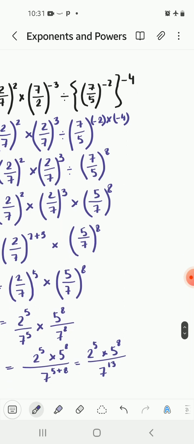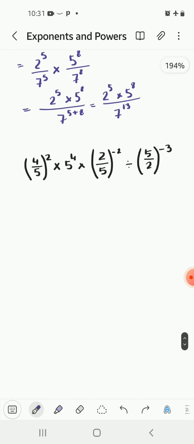Now we'll move on to another question. See, we've got this question. 4 by 5 to the power 2 into 5 to the power 4 into 2 by 5 to the power minus 2. Again, divided by 5 by 2 to the power minus 3.